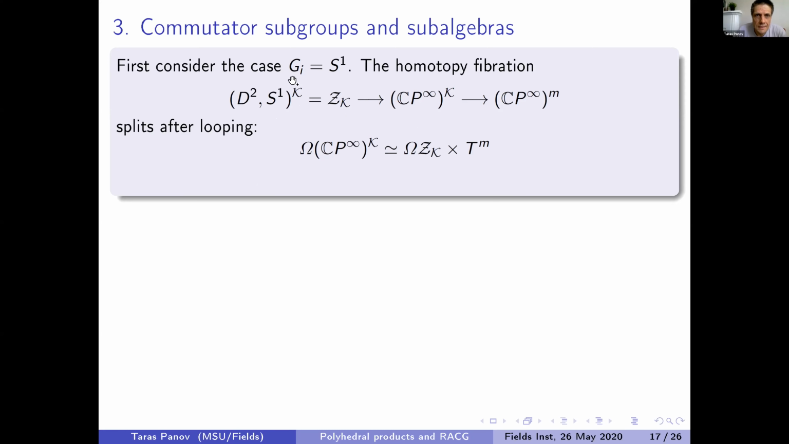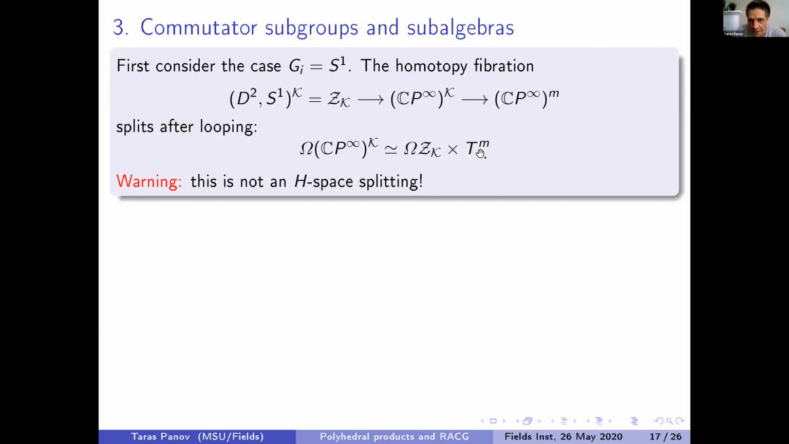So we look at these circles, and we have this homotopy fibration. The moment-angle complex, the one formed of disks and circles, is the homotopy fiber of the inclusion of the polyhedral power of CP infinity into the product of m copies of CP infinity. You can loop this fibration, and after looping it splits as a fibration of spaces because it has a section. So as a loop space, the loop space on this Davis-Januszkiewicz space is a product of the loop space on this finite CW complex and the torus.